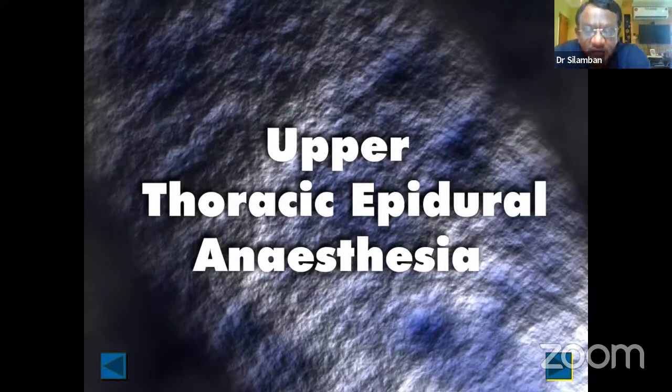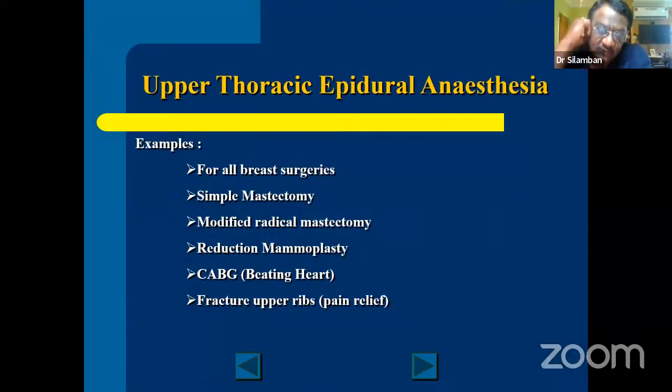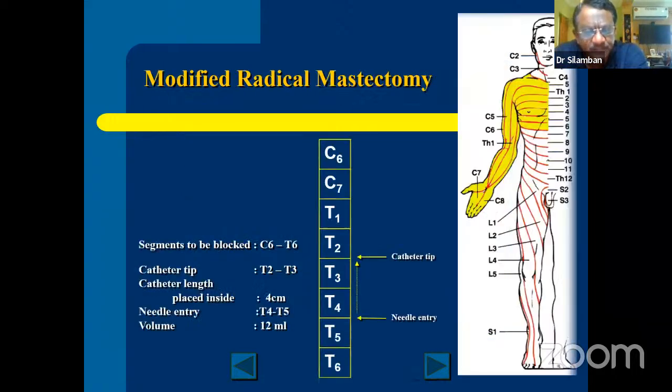So, same principles with the upper thoracic epidurals. See, these epidurals have been classified only according to the angulation of the spine, nothing more. All breast surgery, simple mastectomies, modified radical mastectomies, reduction mammoplasty, CABG, beating heart, fracture pain for the upper ribs, all need an upper thoracic epidural. The same principles, just to reiterate and make sure that this principle of segmental epidural gets into our minds. Segments to be blocked are from C6 to T6, because for deep axillary clearance, a level of up to C6 is absolutely essential. So the catheter tip goes to T2, T3.